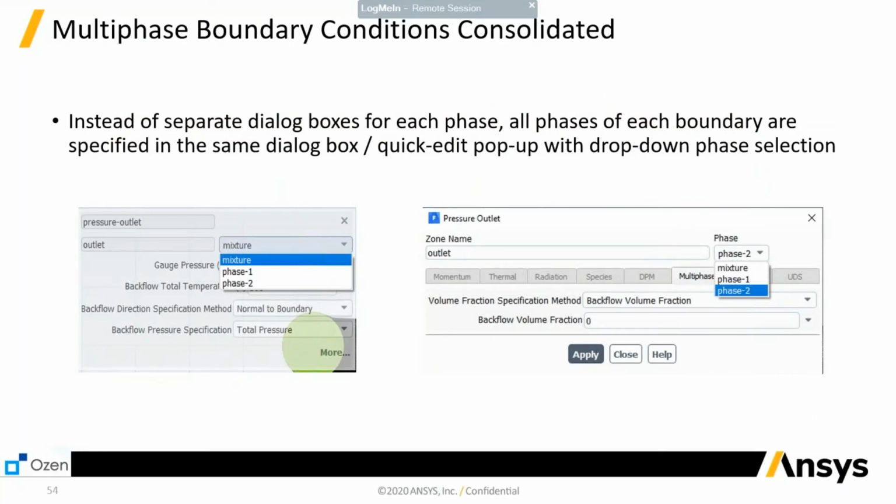And on the multiphase boundary conditions, there's a little change. Before, you had to go to different tabs for different materials, but now it's all a drop-down. You can select phase 1, phase 2, or mixture if you have two phases, and then you can impose the boundary conditions in a simpler, faster way.